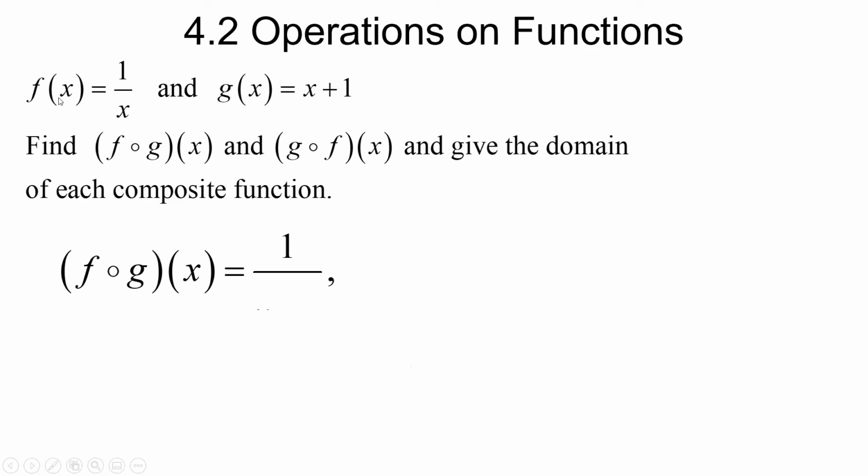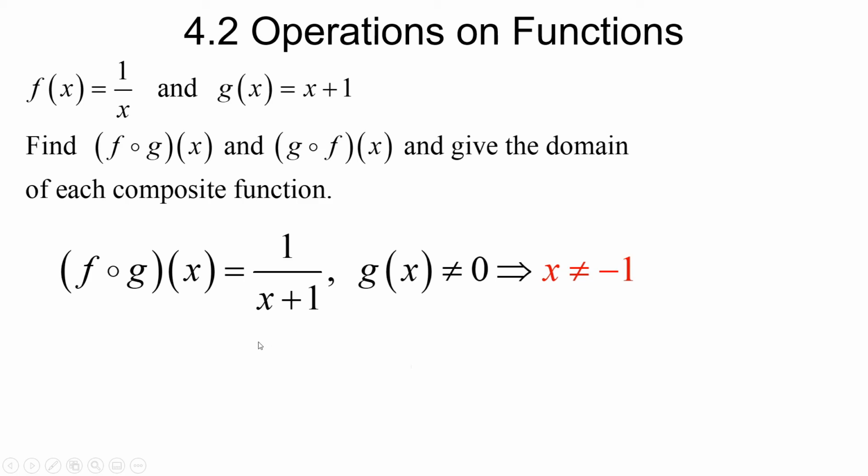So I'm starting with my function f right here, which is 1 over x. But this is f of x, and this is f of g of x. So in f of g of x, I'm going to replace the x in f of x with g of x, which is x plus 1. And then this is rational. I have a divisor, and my divisor cannot equal 0, so that implies x cannot equal -1.